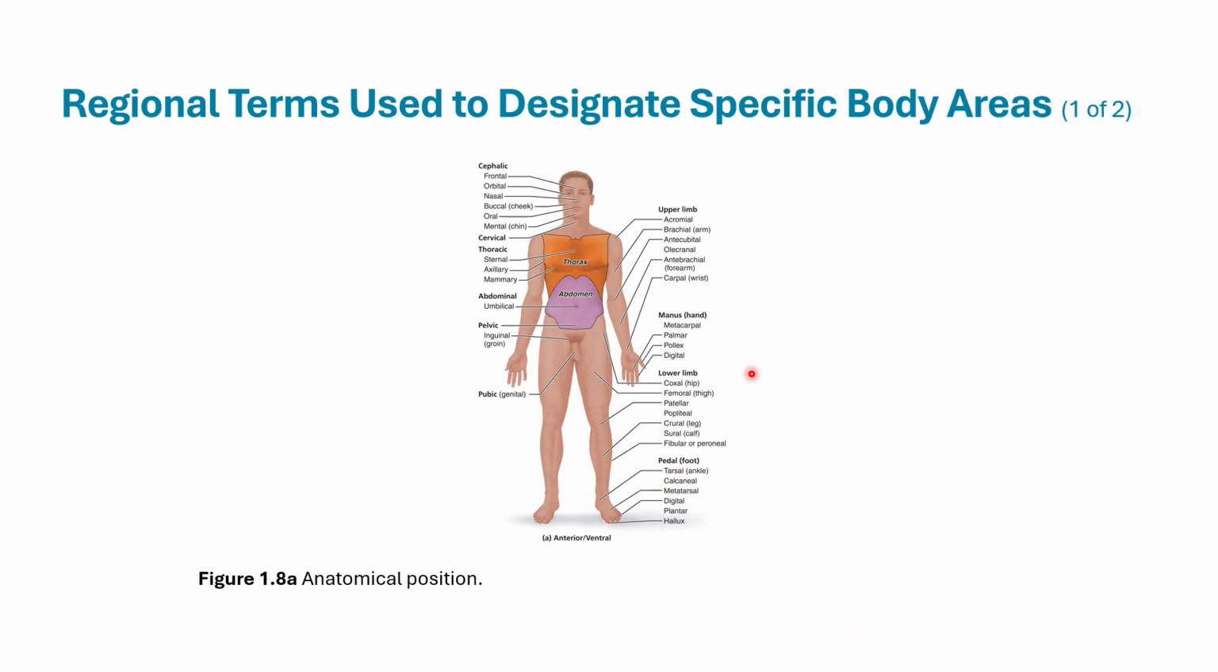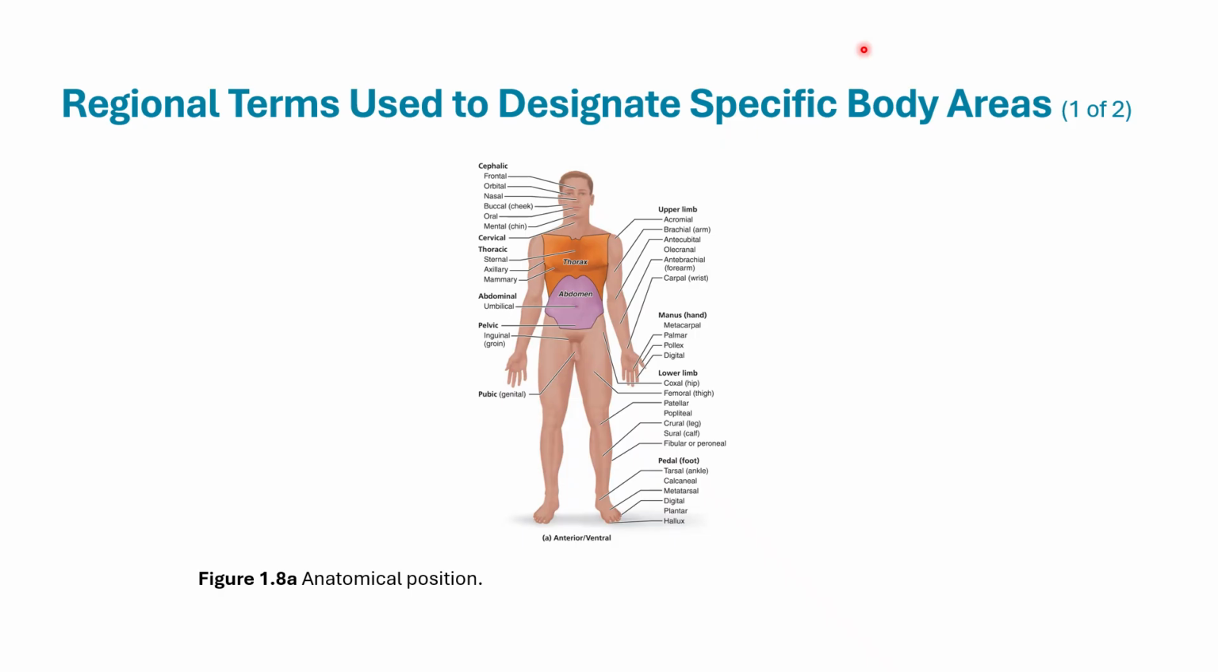The lower limb region refers to the legs. Areas of the lower limb include the coxal or the hip, femoral is the thigh, the patellar is the anterior knee or your patella, the popliteal area is the posterior knee, the back of your knee. The crural is the anterior leg between the knee and the ankle. The sural is the calf or posterior leg between the knee and the ankle. And the fibular or peroneal is the side of the leg between the knee and the ankle.